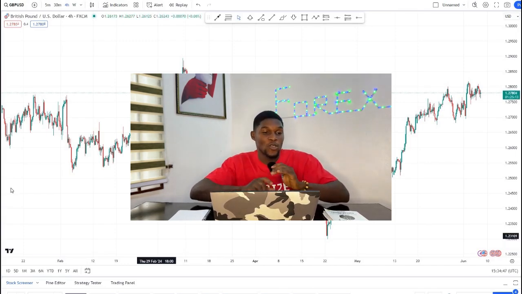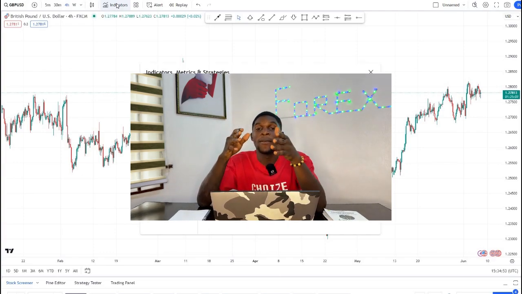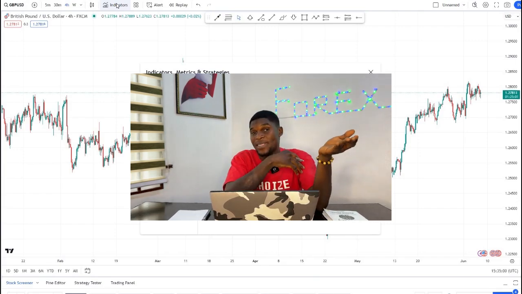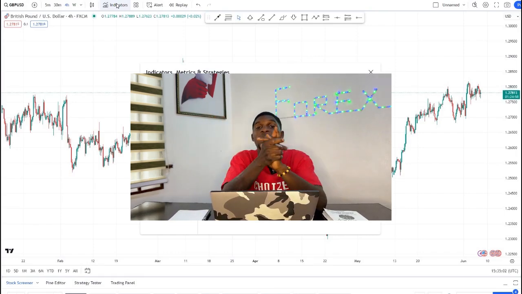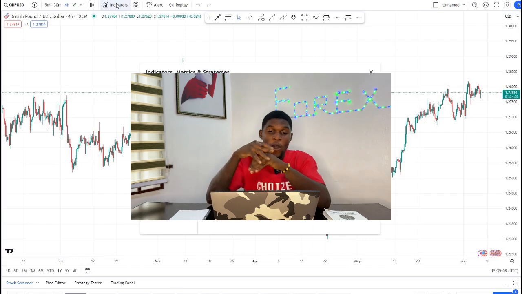So if you log into your TradingView, at the top right here, you'll see something called indicators. And I'm going to be teaching you about 3 very popular and very useful indicators I have used in the past. They actually made me profits, but like I said, they were incorrect in most cases. So the first one is called RSI.